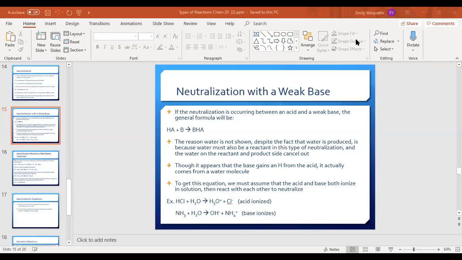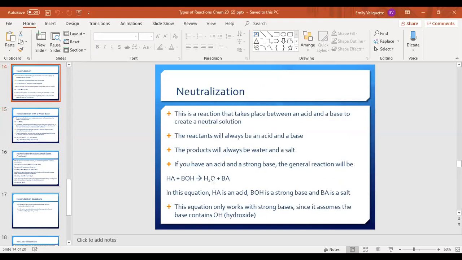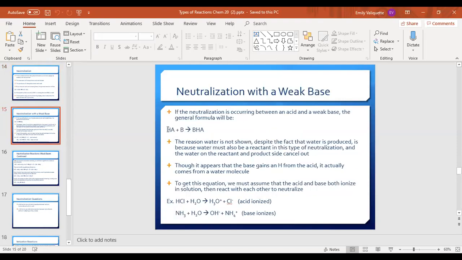Okay, and for those of you that are wondering how I came up with that reaction involving ammonia, just take a look at this slide and the next one. As you can see, neutralizations with a weak base don't follow the normal pattern of an acid plus a base makes a water and a salt. Instead, as you can see here, we just have the acid and the base making a combination of the base with the acid. And you can see an example of that.